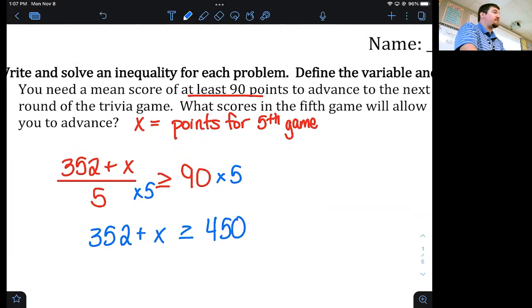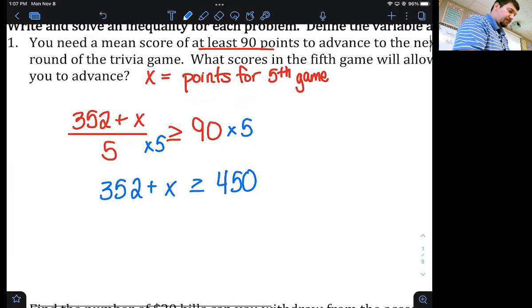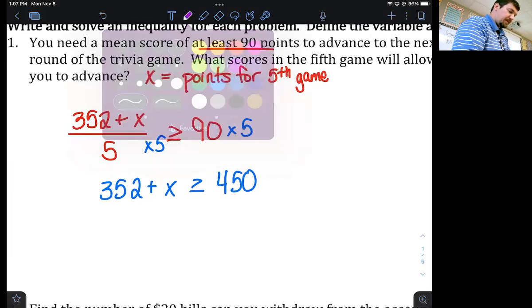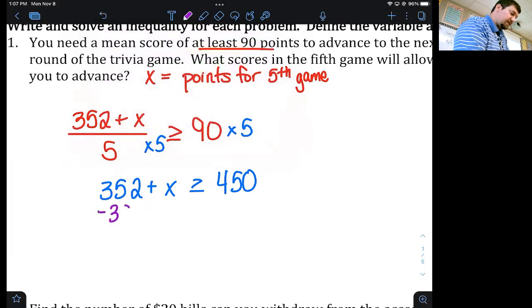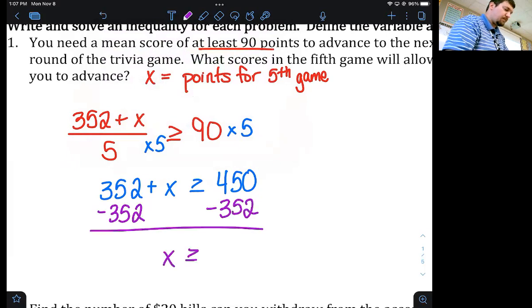I've already got 352. So Christian, tell me what I do next. That's right. And Christian, what is 450 minus 352? Might want to use a calculator. While he's doing that, I'm writing times by 5. I'm writing minus 352. You don't have to write those things as long as you have the inequality written each time after you do that stuff.